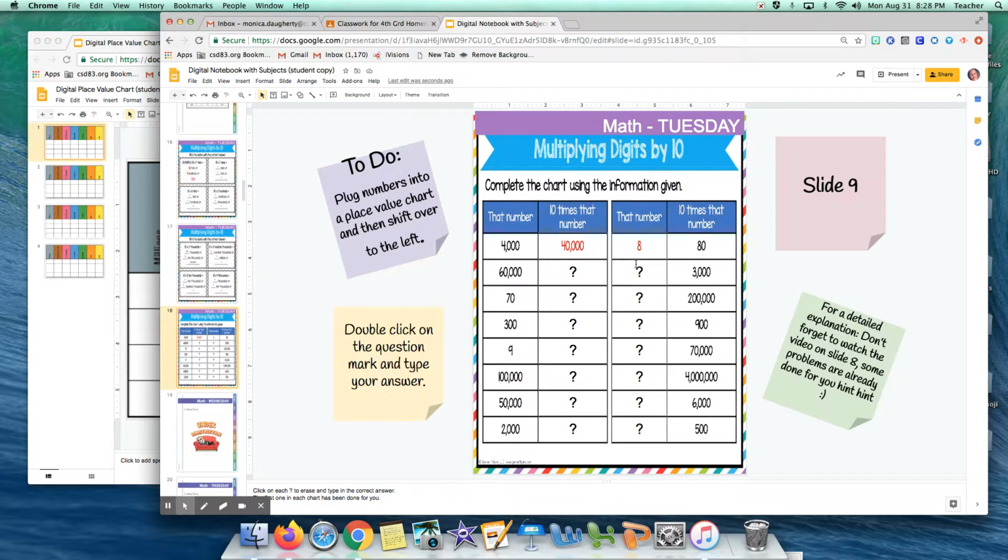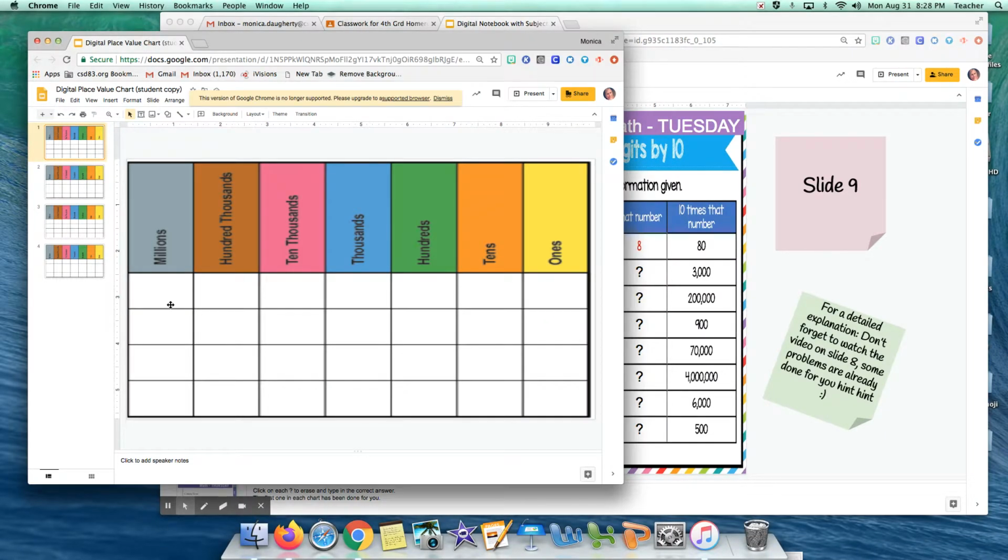Hi friends, today I'm going to go over slide 9 for math. Again, we are multiplying digits by 10. I pulled up my place value chart that is located in Google Classroom under materials.